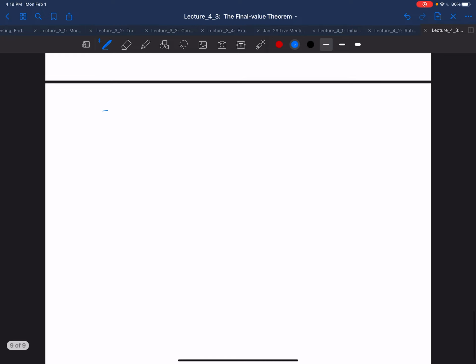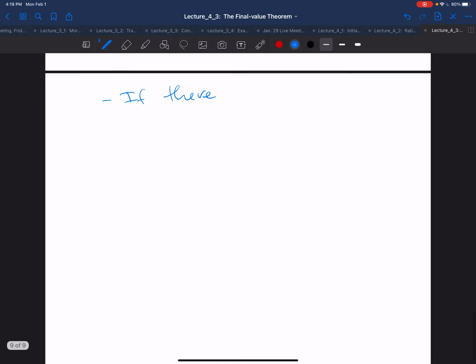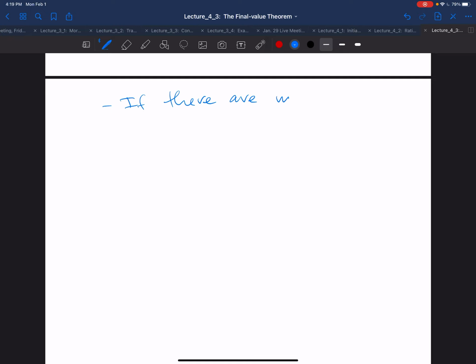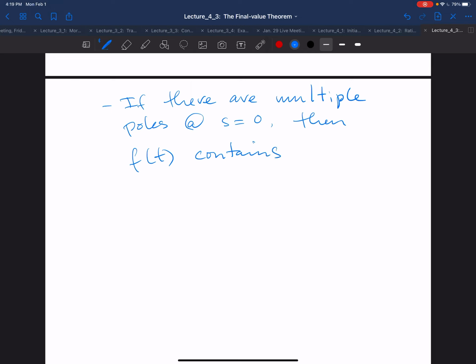Suppose, again, that the real part is 0 and the imaginary part is 0. Then it's all right if there's one such pole, but if there are multiple poles at s equals 0, then f(t), let's just say, contains positive powers of t.